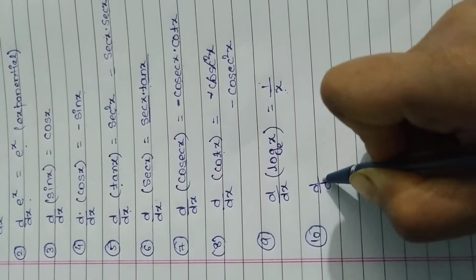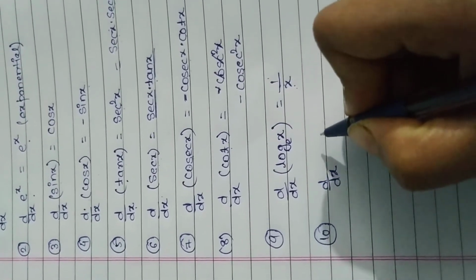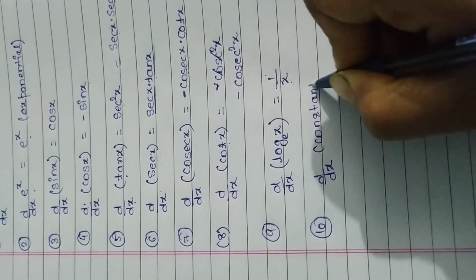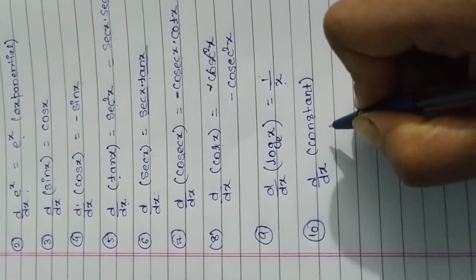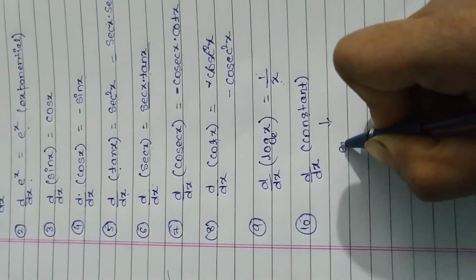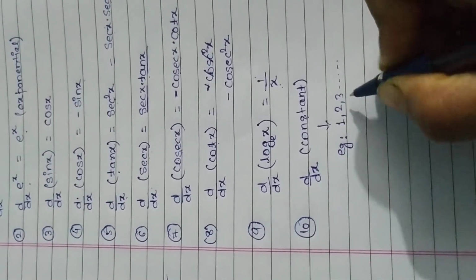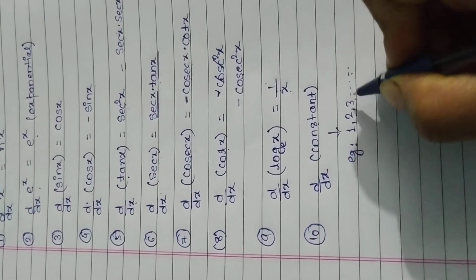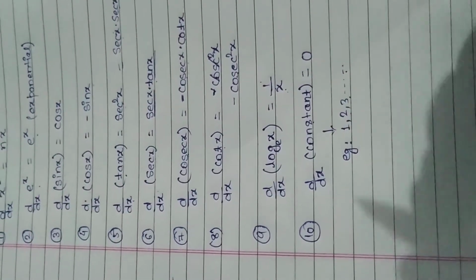Another one is d by dx of a constant. Constant means something which doesn't change anywhere. For example, 1, 2, 3, etc. Any numeric number is called a constant and it never changes. So the differentiation of a constant is 0.